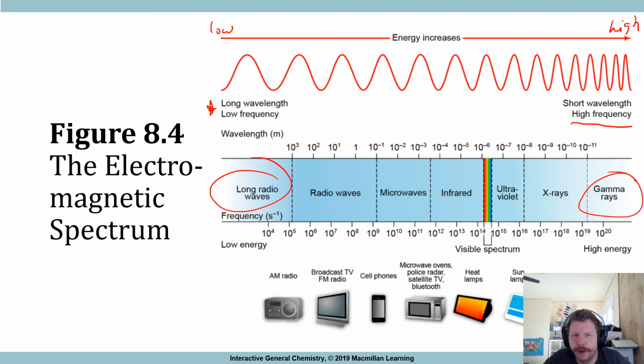Now, if you think about what has a high amount of energy, we've got some devices that you may be familiar with. An AM radio, for instance, has very low energy waves. Broadcast TV or FM radio has slightly higher energy. Cell phones and microwaves are going to be higher energy, and all the way up to a sun lamp, which is going to be significantly higher energy with higher frequency and short wavelengths.